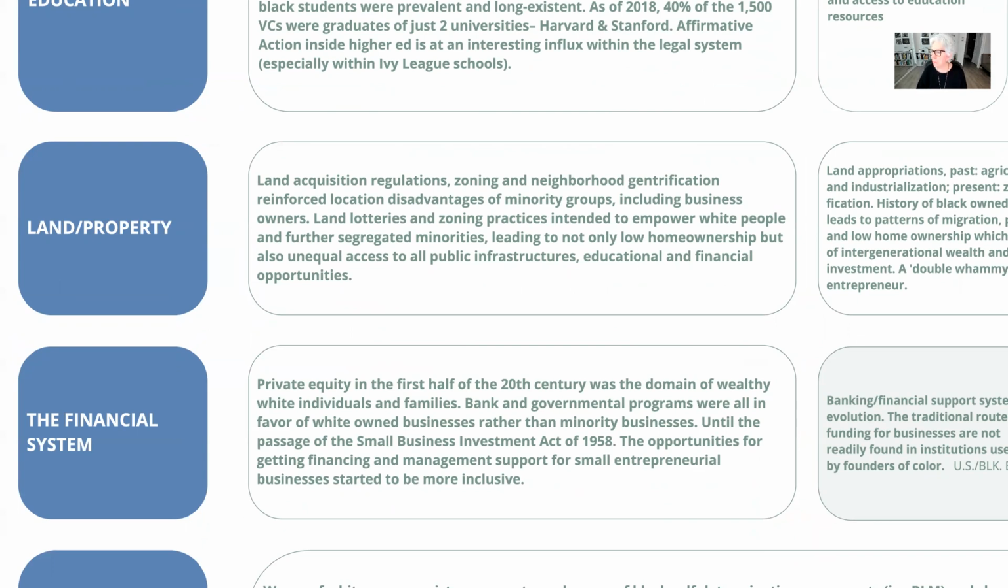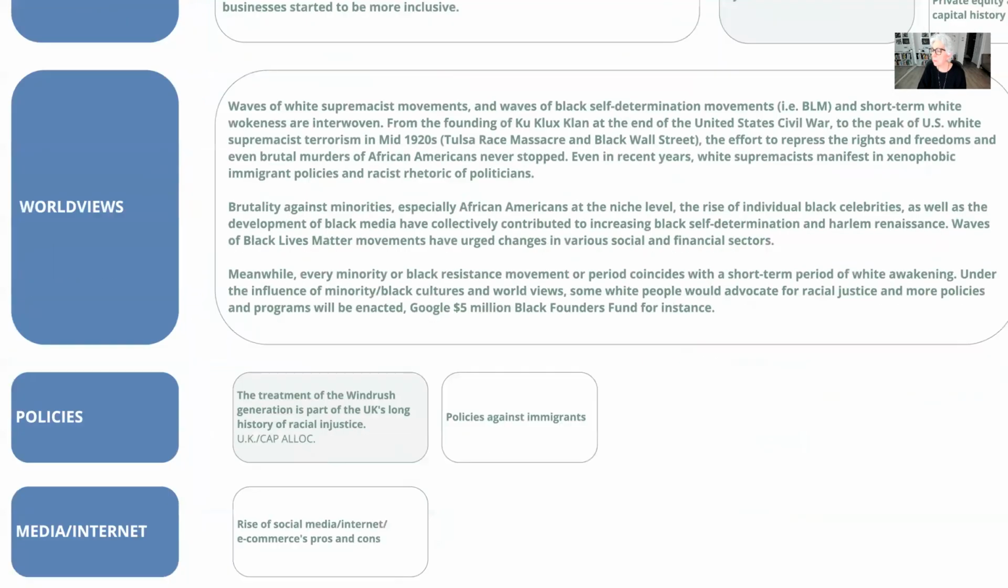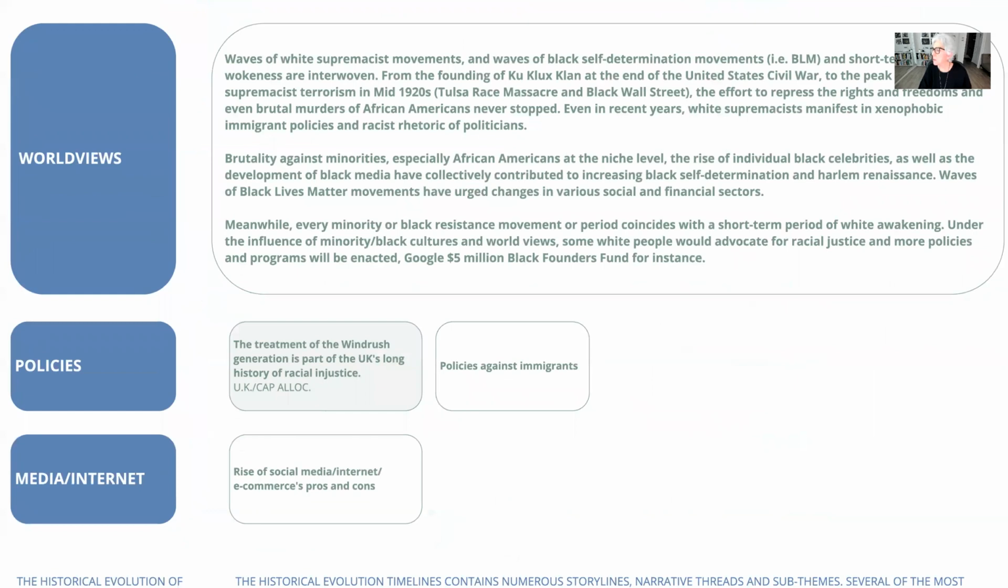The storylines that were mapped within the financial category are particularly relevant to the problem of a lack of funding for minority entrepreneurs and highlight issues such as the domination of the private equity sector by wealthy white families until the passage of the Small Business Investment Act of 1958, which marked the first small step toward achieving more inclusive financing and support. However, the map also looks at social beliefs, assumptions, and cultural norms that contribute to the problem, as well as the way in which media and the internet exacerbated it.